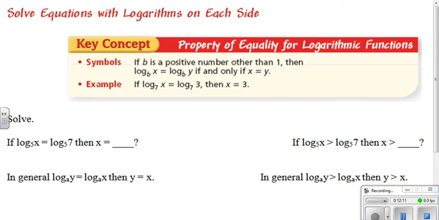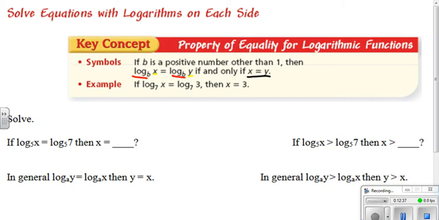Working out pretty slick. So, solving equations with logarithms on each side. If b is a positive number other than 1, then log base b of x equals log base b of y if and only if x equals y. And that kind of makes sense here. x and y are in the same place, so if we have logs of the same base, they should be the same number. So x has to equal y in those cases.